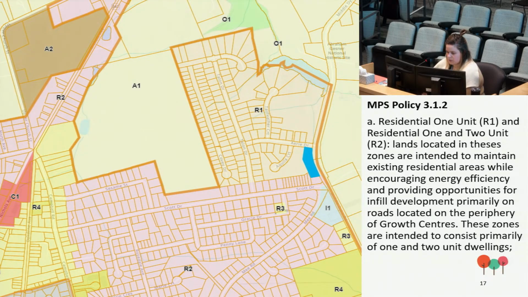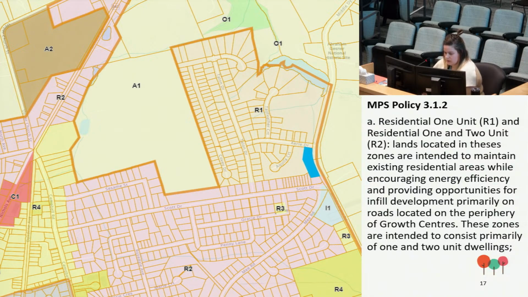So in respect to point A of MPS policy 5.3.5, the subject site is currently designated for residential use. Both the current zone R1 and the proposed zone R2 fall under the residential designation. As such, the proposed rezoning will maintain the intent of the residential designation in line with the MPS.